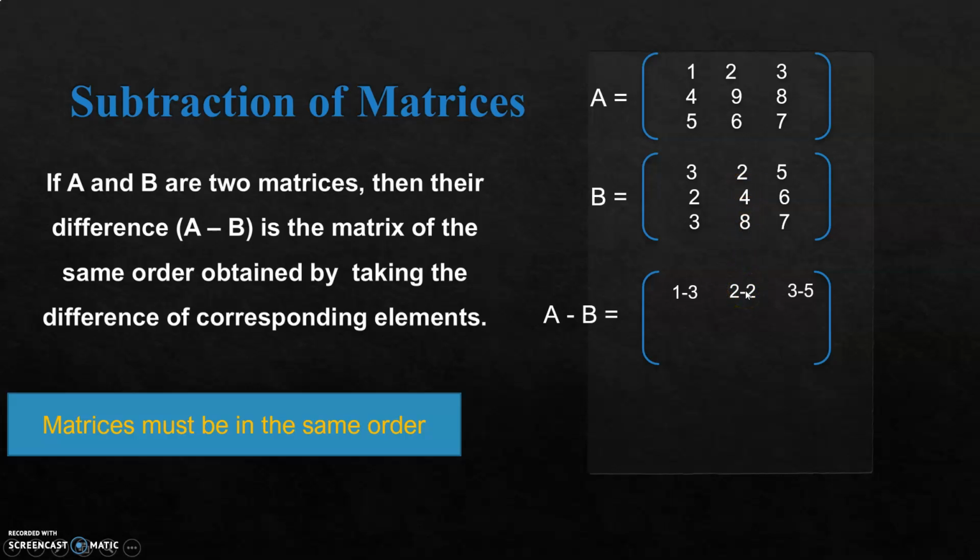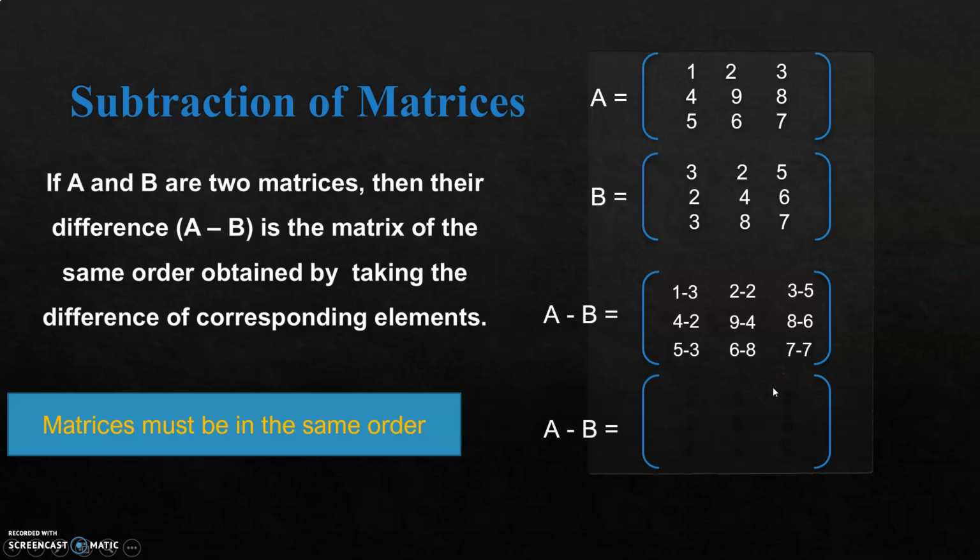Then 3 minus 5, 4 minus 2, 9 minus 4, 8 minus 6, 5 minus 3, 6 minus 8, 7 minus 7. So these are the differences of corresponding elements, those having the same position in both matrices: 1 minus 3, 2 minus 2, 3 minus 5, and so on up to 7 minus 7.